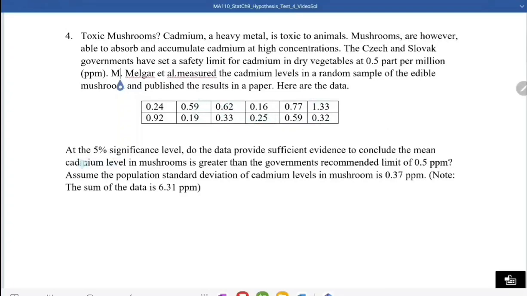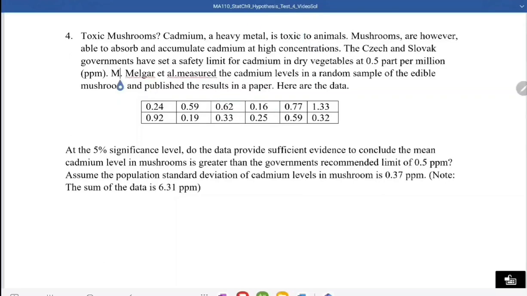Now, the question is, at the 5% significance level, do the data provide sufficient evidence to conclude the mean cadmium level in mushrooms is greater than the government's recommended limit of 0.5 ppm? Assume the population standard deviation of cadmium levels in mushrooms is 0.37 ppm, and they've given us a hint or a note saying the sum of the data is 6.31 ppm.